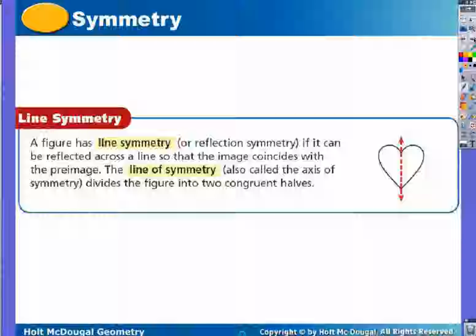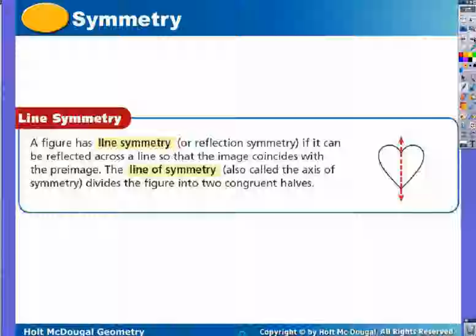So a figure has line symmetry, or reflects. Look, they even use the word reflection. If it can be reflected across a line, remember axis of symmetry, or the image coincides with the pre-image. The line of symmetry is also called the axis of symmetry and divides the figure into two congruent halves. So what does that look like on the right there? In black, what does it look like? It's a heart.